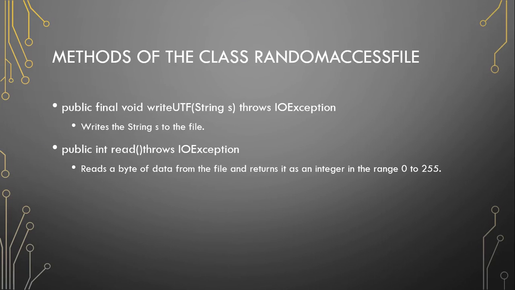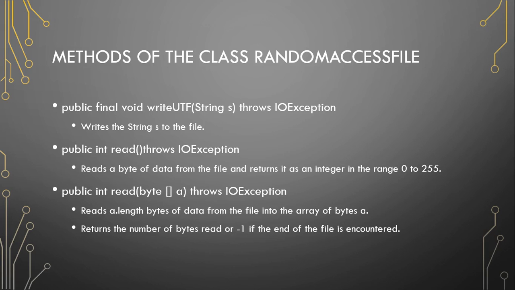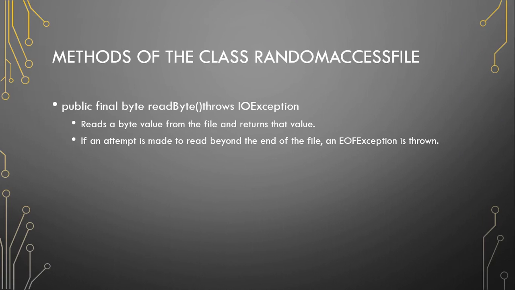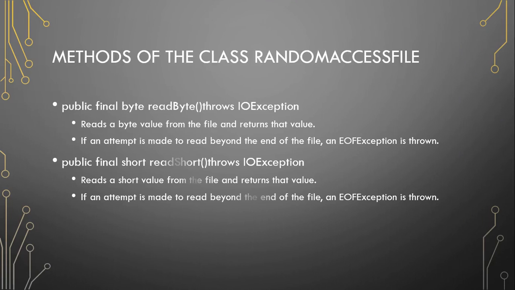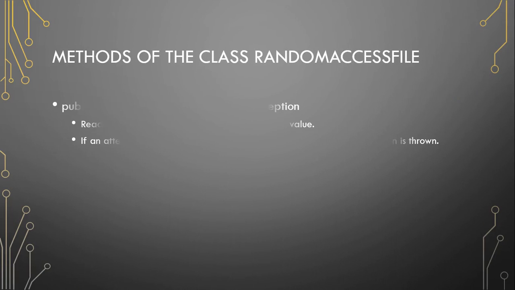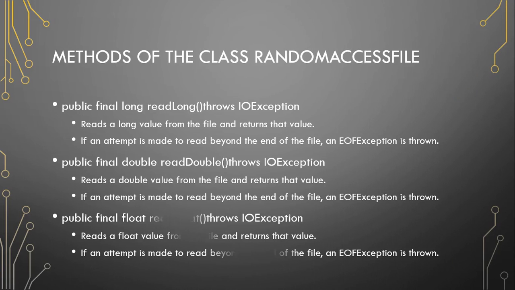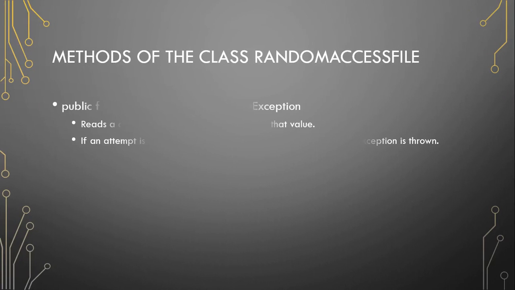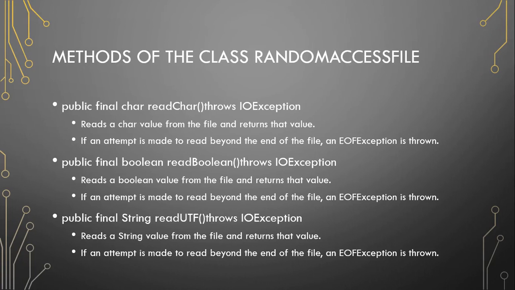And then we have our read ones, which are going to be pretty much exactly the same, except they're going to be for the corresponding types. So we have an int read, we have an int read with byte array a, we have a byte readByte, we have a short readShort, readInt, readLong, readDouble, readFloat, readChar, readBoolean, and readUTF. All these are just reading the appropriate value from the file, returning it, and throwing the EOFException if it's attempting to read beyond the end of the file.